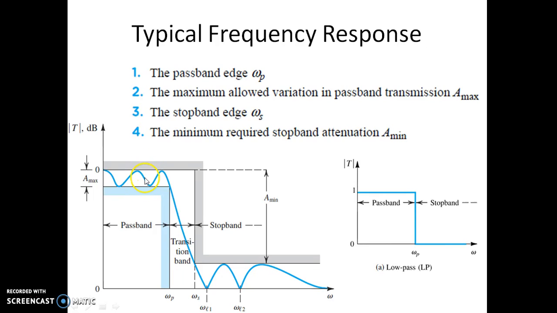There is a maximum allowed variation in the passband, and there should be a minimum required stop band attenuation in the stop band. So we have A max in the passband, we have A min in the stop band. So we have two more frequencies, that is the passband edge and the stop band edge.